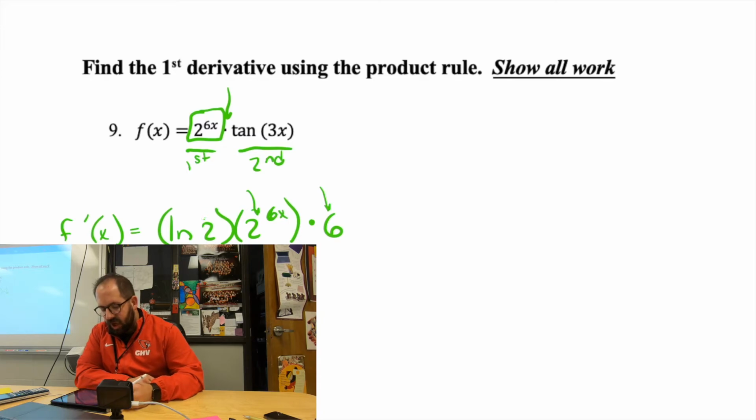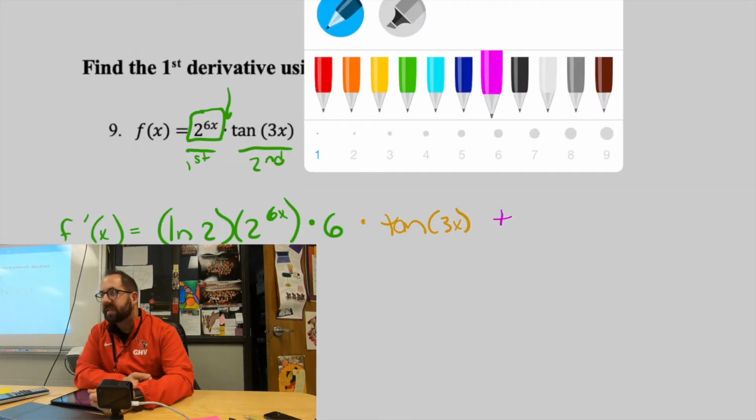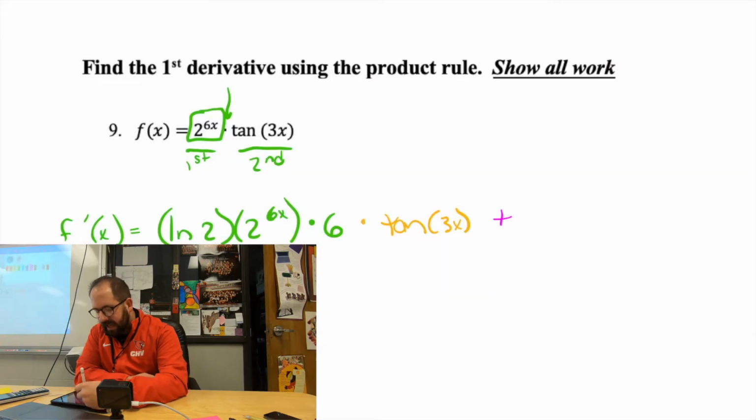Now that is just doing the first item. That is the derivative of the first item. I still have to take it times the second. So that's the tangent of 3x. Okay? So that's the derivative of the first times the second. Now I have to add the derivative of the second item. So what is the second item up there?